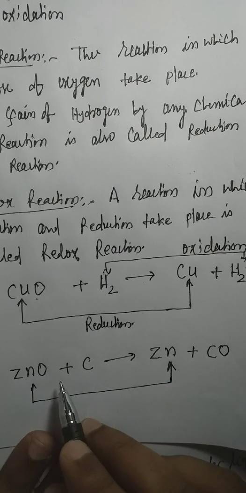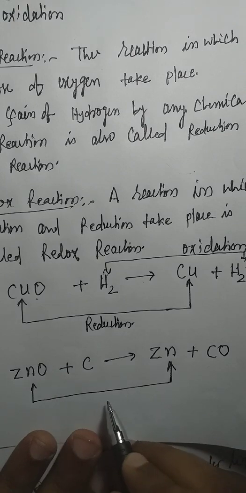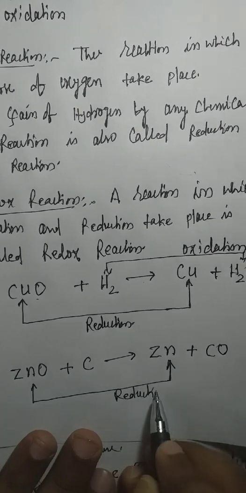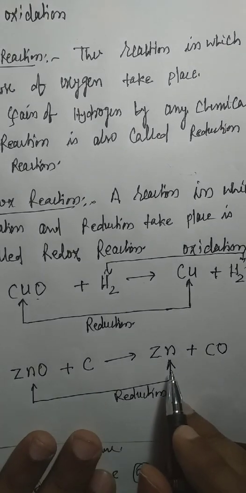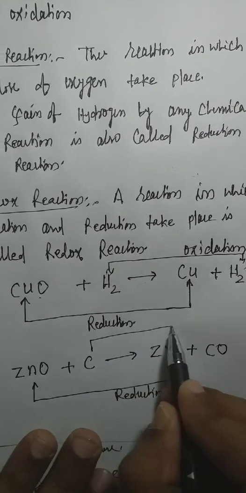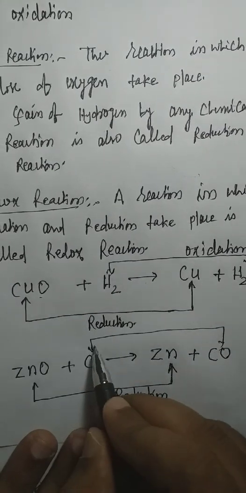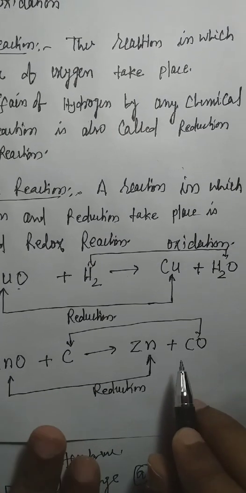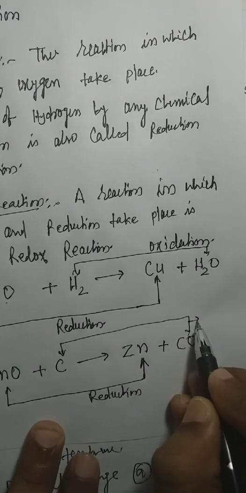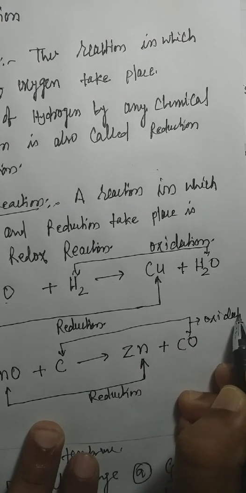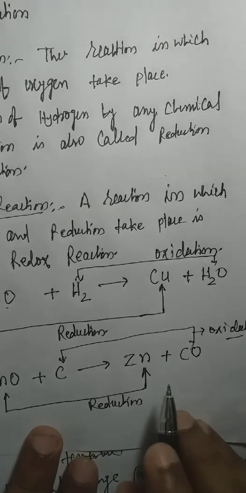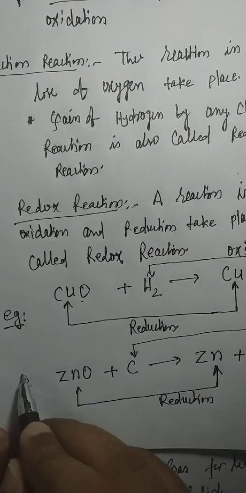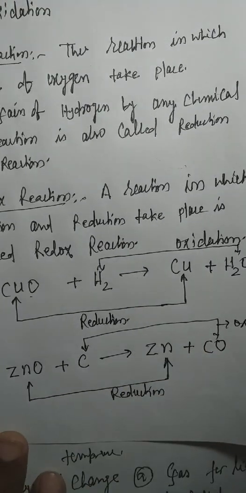That's why what happened, it lost the oxygen, so it is called reduction. Whenever any reactant loses its oxygen, it is called a reduction reaction. In the next step, what we find is that on the product side, carbon gains oxygen. It means in this reaction oxidation takes place. So this is also a similar example of oxidation and reduction. That's why we say this second example is also a redox reaction.